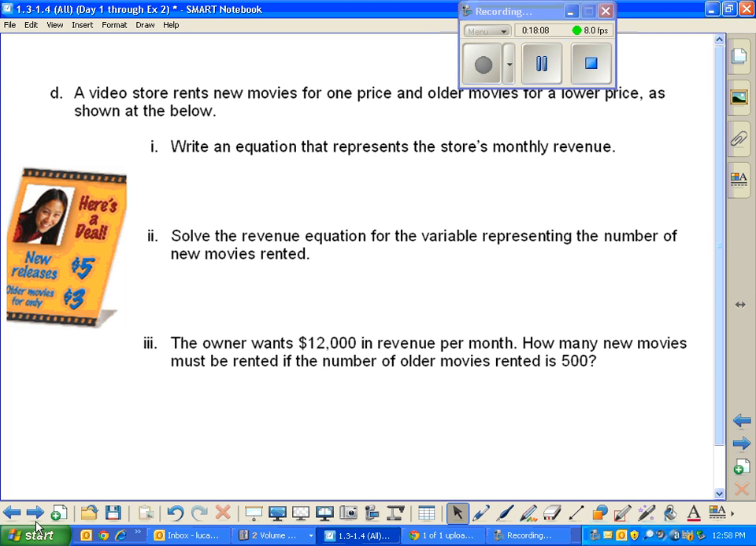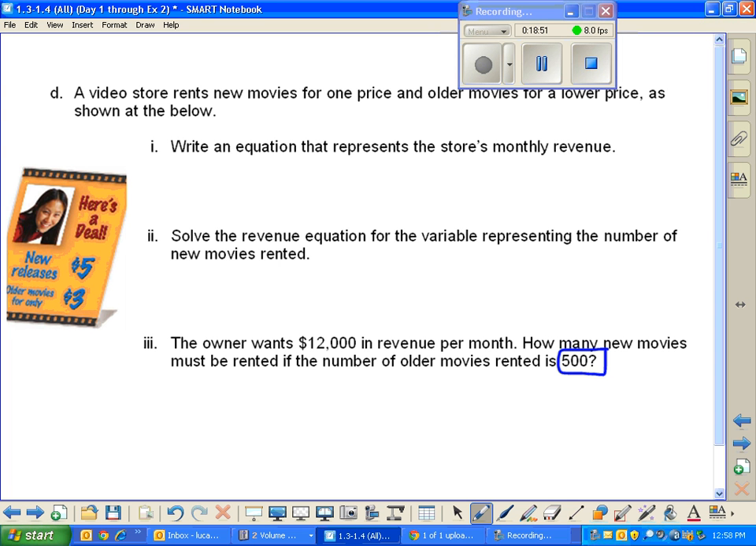Before we jump on into this problem, I do believe there's a typo in your note packet that I want to quickly fix with you. It's in part D, number 3. You can cross out the dollar sign. I think the dollar sign is still hanging out in your note packet. It shouldn't be there. If you read the question, it makes sense why it has to go away. It says, how many new movies must be rented if the number of older movies rented is 500? A number of movies isn't going to be in dollars. It's going to be 500. So just cross off your dollar symbol. All right.